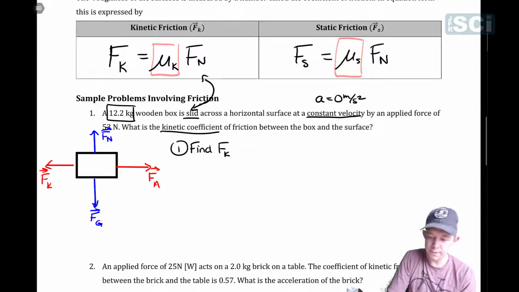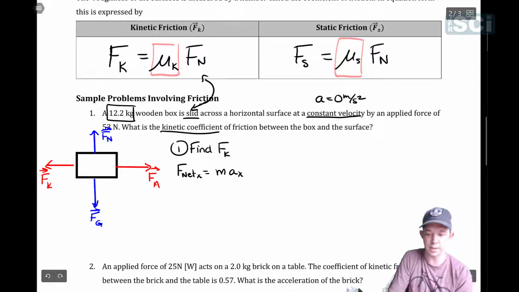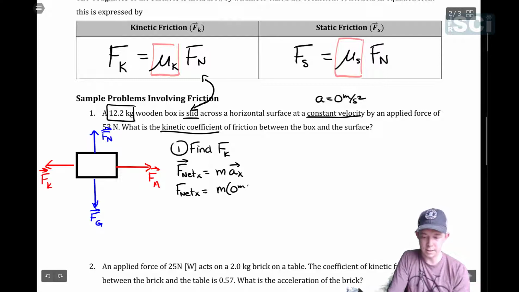Okay, so if I think about my horizontal forces, my net force in the horizontal direction is equal to the mass times the acceleration in the x direction. Well, the acceleration in the x direction is 0. So I can say my net force in the x direction is the mass multiplied by 0, which tells me that I get 0. The net forces will be my applied force, which acts towards the right, plus my frictional force, which acts towards the left, is equal to 0.